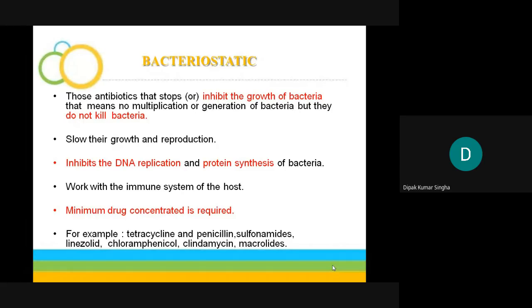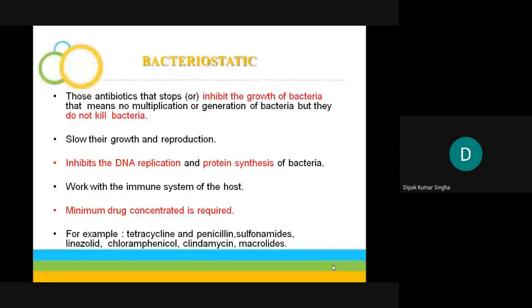In the case of bactericidal agents, the mechanism works independently of the immune system of the host, but here there is a difference. Bacteriostatic agents sometimes affect the host cell immune system. For minimum drug concentration, the same logic applies, the minimum inhibitory concentration is required. Examples include tetracycline, macrolides, penicillin, sulfonamides, linezolid, chloramphenicol, clindamycin, and macrolides.